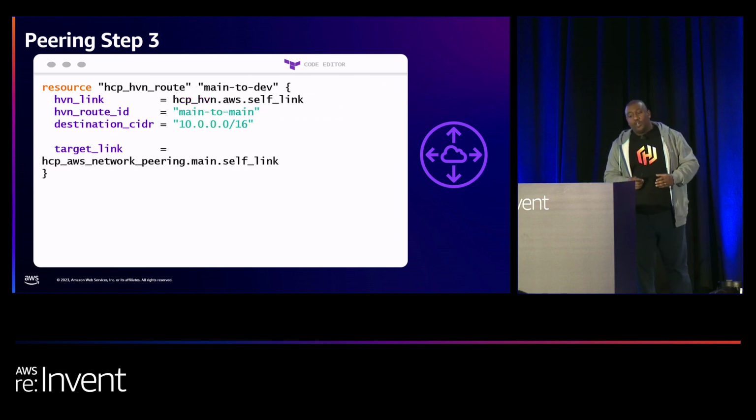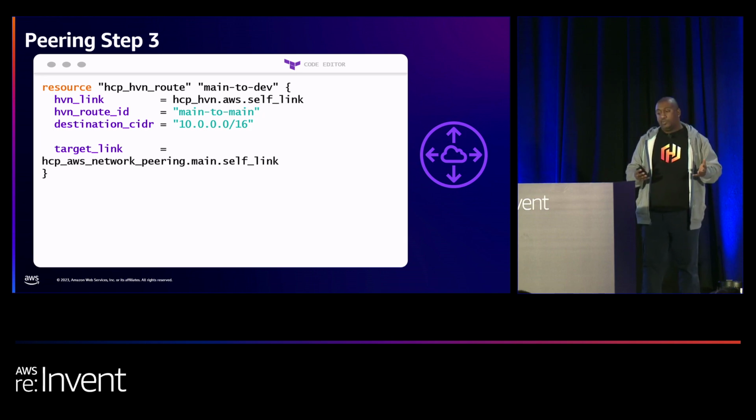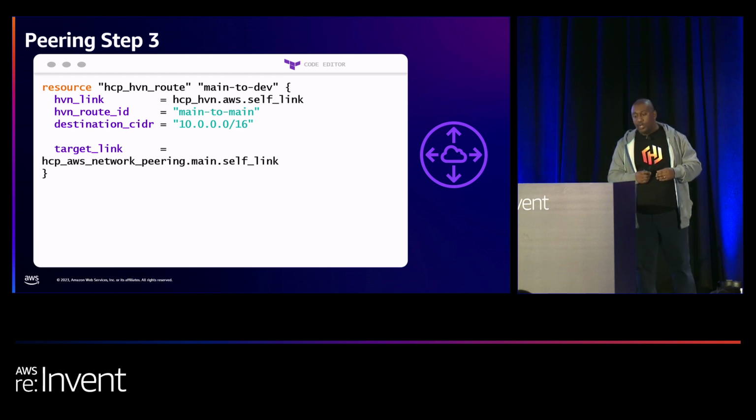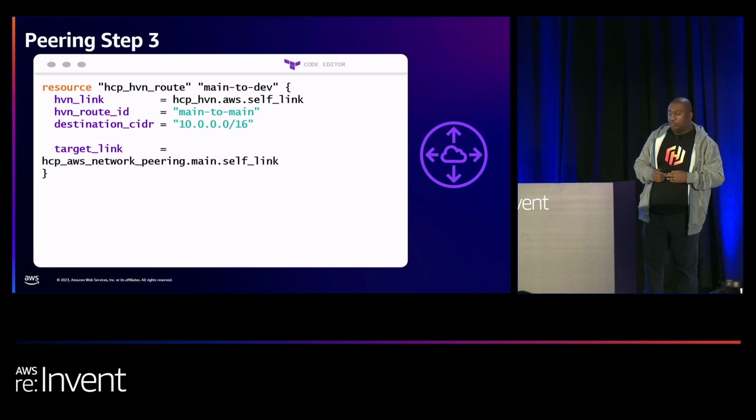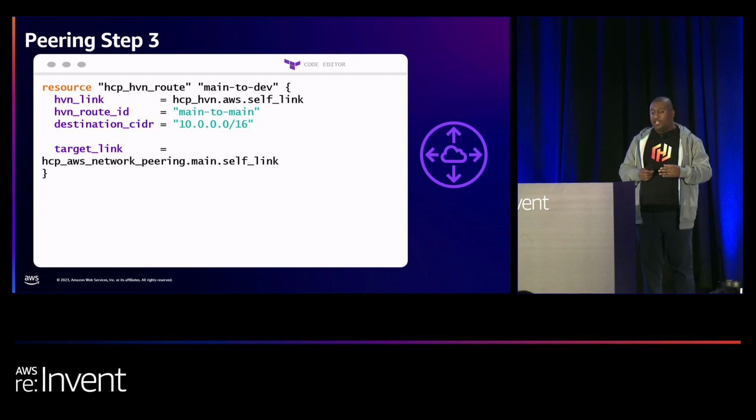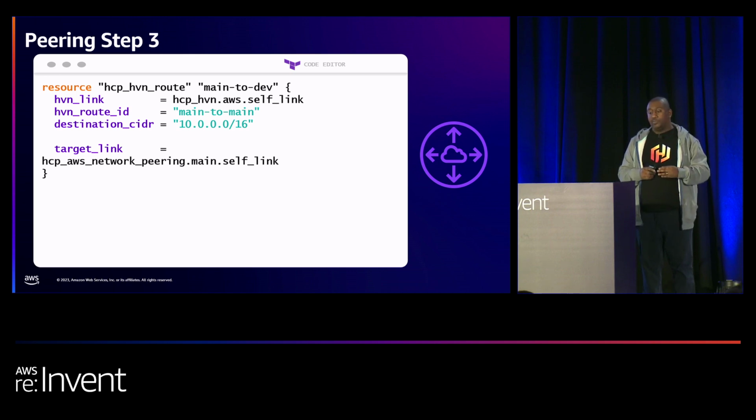And then the third and final step of setting up peering is to create a route. At the end of the day, this is all networking. You need to establish routes in order for traffic to know where it has to go, right? So we have this resource under the HCP provider, which is the HVN route. Essentially, we are just going to give that route a name. We're going to give it the destination CIDR, which matches the same address space that we had in our VPC on AWS, the /16 space.